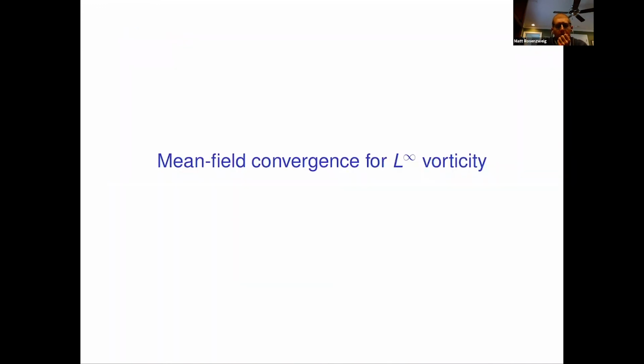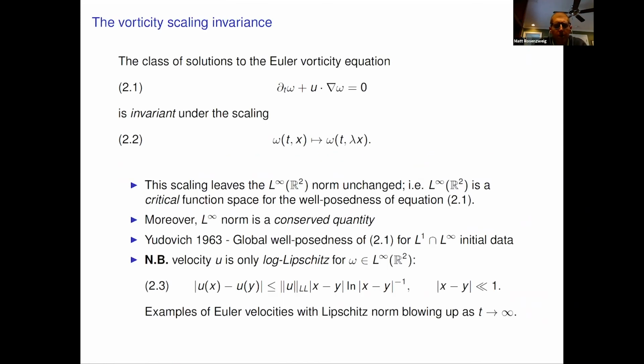So, okay, now on to the first result that we're going to discuss on mean field convergence when we possibly have non-Lipschitz velocity fields u. So for motivation, let's recall something about the Euler vorticity equation, which I've reproduced in 2.1. It has the scaling invariance given by equation 2.2, where we rescale the spatial variable x by some positive number lambda. Now, what's interesting about this scaling is that it leaves the L infinity norm unchanged. In other words, L infinity is a critical function space for considering the well-posedness of this equation.